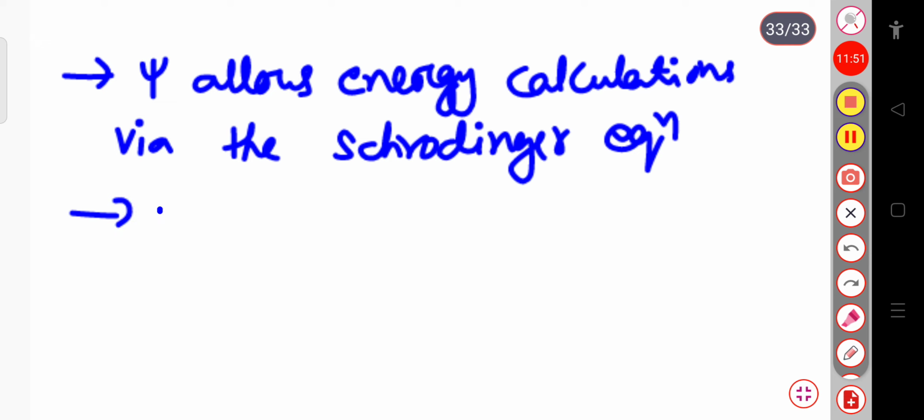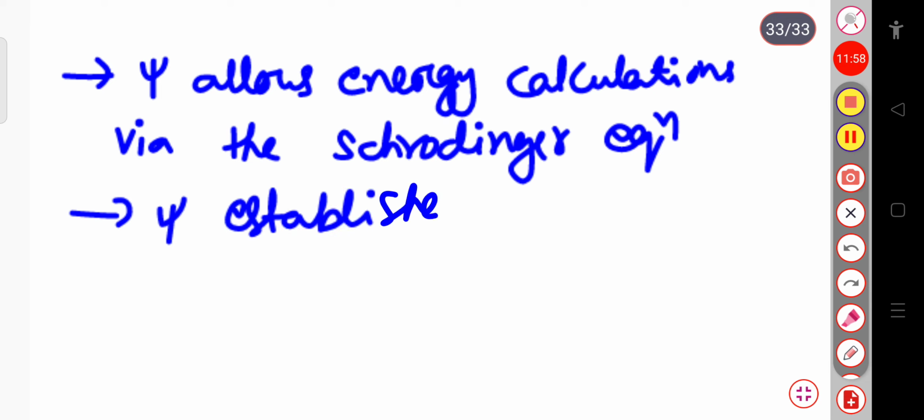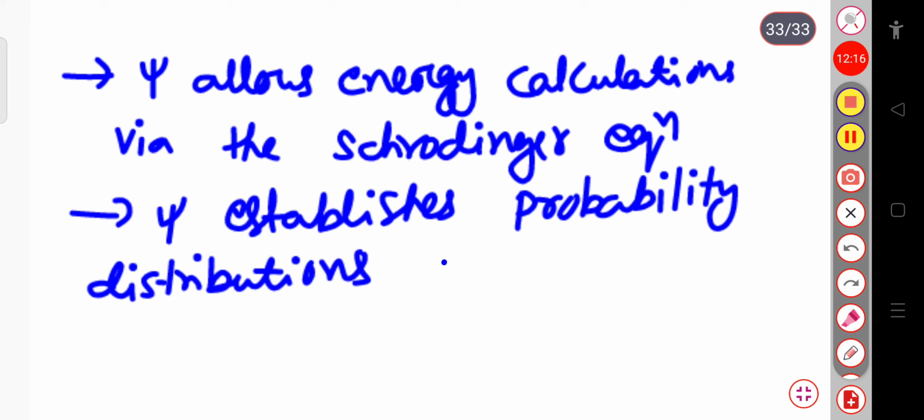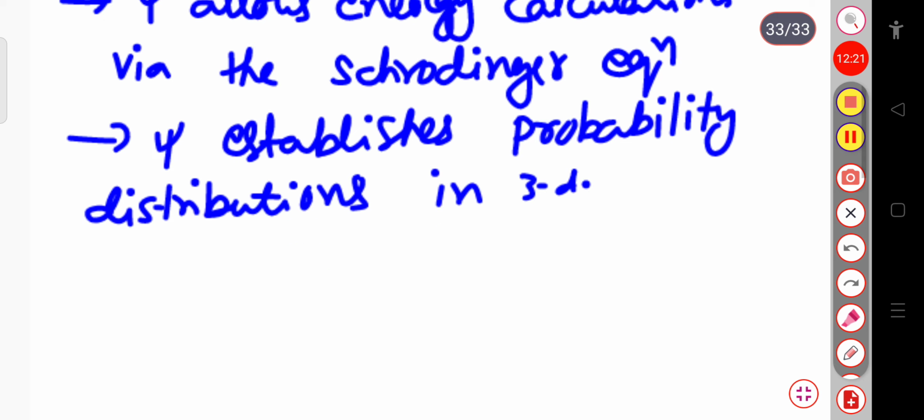This psi establishes the probability distribution in 3 dimensions, in 3D. Okay.